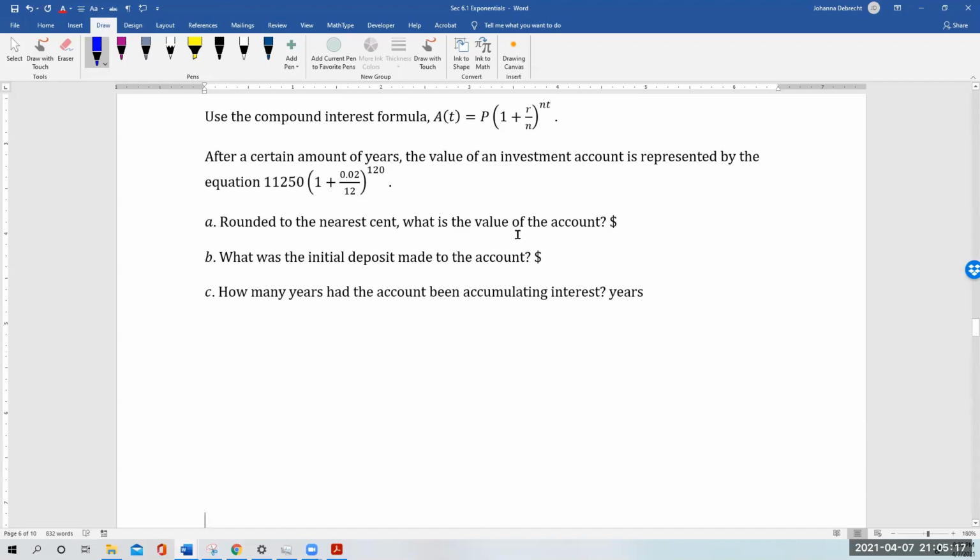Rounded to the nearest cent, what is the value of the account? Well, when we're looking at what the value of the account is, we need to be able to plug this into the graphing calculator or into a regular calculator. In order to do that, we need to follow the order of operations. The order of operations is PEMDAS, P-E-M-D-A-S. Remember that this stands for parentheses, exponents or powers, then multiplication and division, and then addition and subtraction.